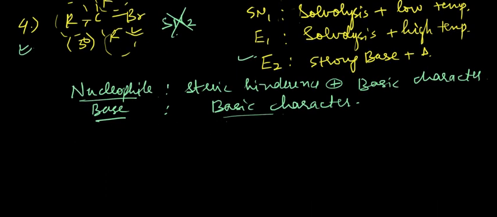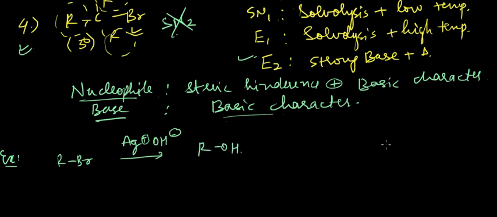Okay, so now let's discuss some of the examples here. So let's suppose I have RBr and I have Ag plus OH minus. So what will happen in this case? We will be getting ROH and precipitation of AgBr.